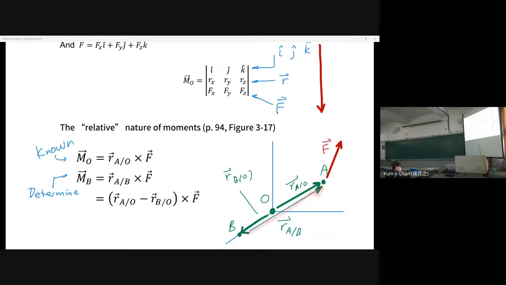So we can break this vector down into two parts: A with respect to O minus B with respect to O. B with respect to O is this one, and so the minus R is, sorry, minus R is in the opposite direction. Okay, so this is also okay. If you are finished writing this, go to the next page.